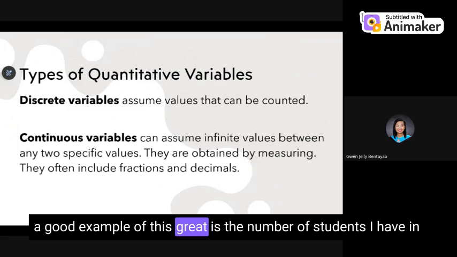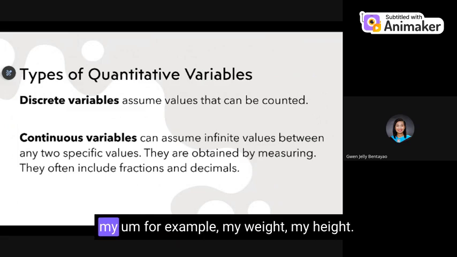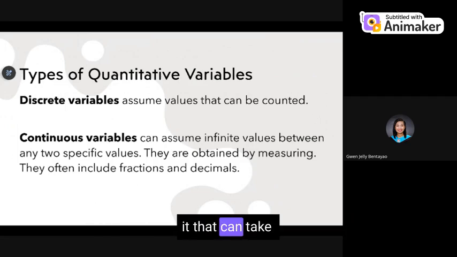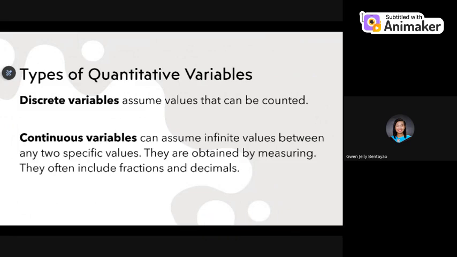A good example of discrete is the number of students I have in this class or in this course. But when I say continuous, for example, my weight or my height, that can take decimal points. For example, I can say my weight is 54.5 kilograms, just for example. So it takes a decimal point, and that's a continuous variable.